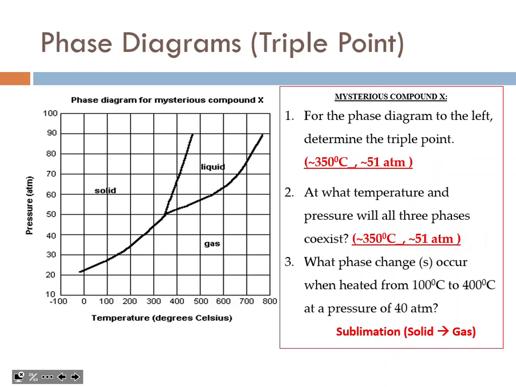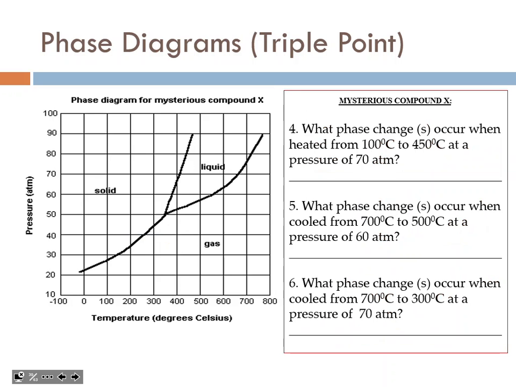A few more practice real quick before we move on. What phase change or phase changes occur when heated from 100 to 450 at 70? Well, I go up here to 70 and I'm at 100. Now I go to 450, which is somewhere right here. What phase change would that be? Melting. Very good. What phase change occur when we're cooling it from 700 to 500 at 60? So starting here at 700, going to 500, that away. What phase change is that?